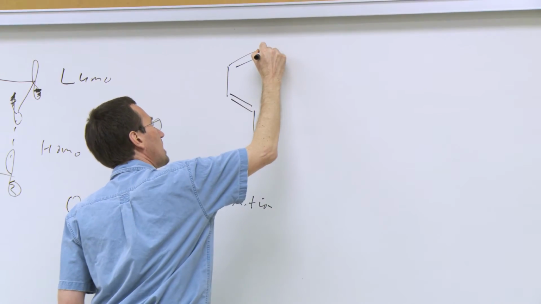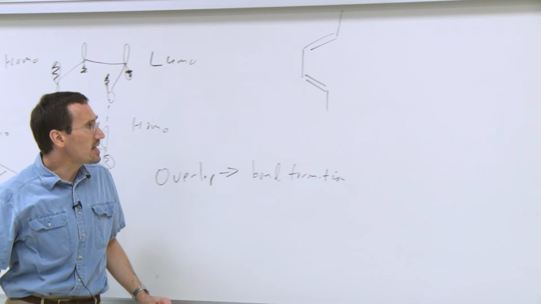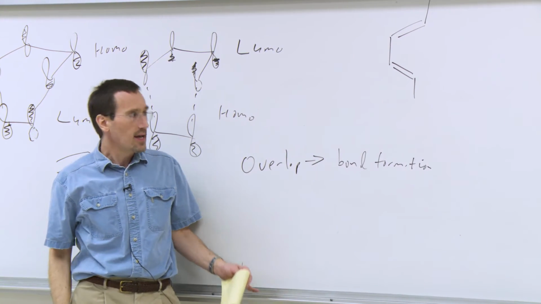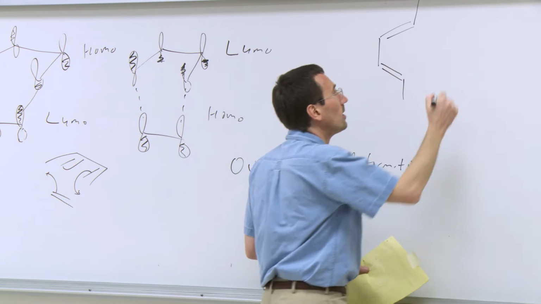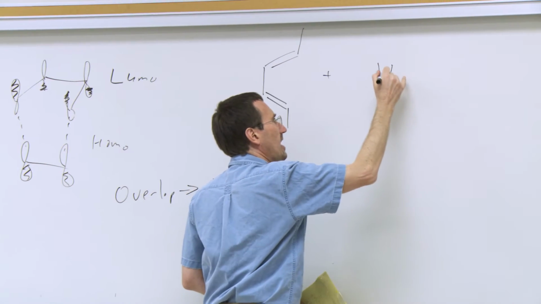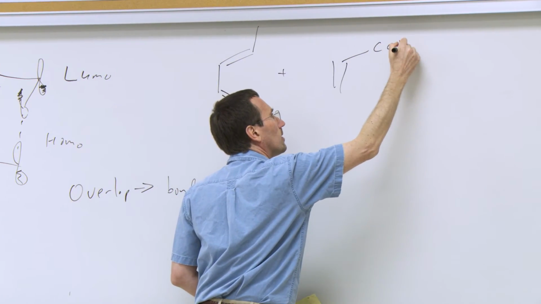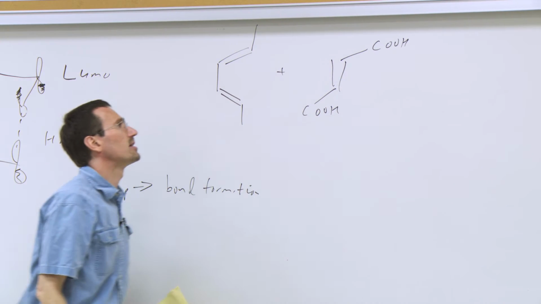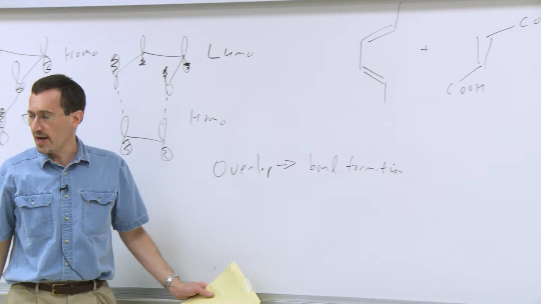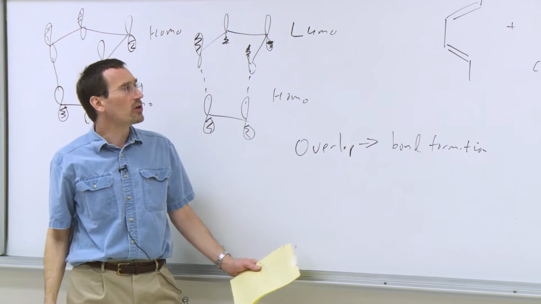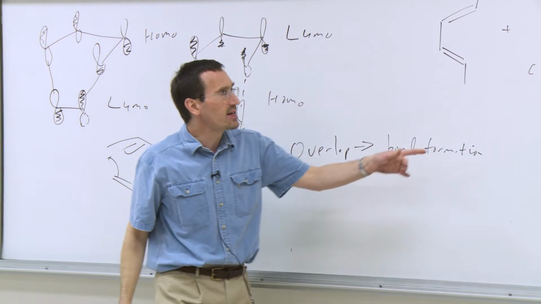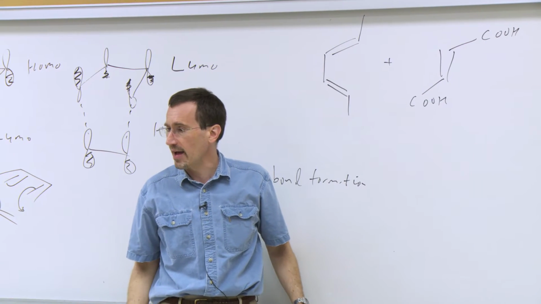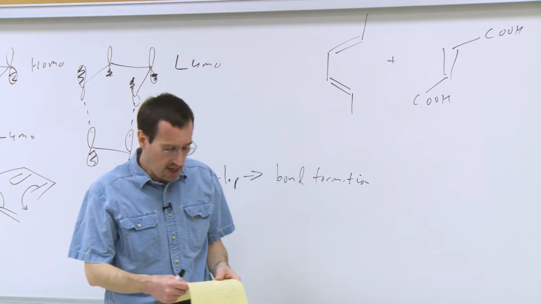Let us take E,E-2,4-hexadiene, and let us take fumaric acid. That's the common name of this dicarboxylic acid. So this is a Diels-Alder reaction that really could occur, in the sense that you've got now an electron withdrawing group, 2 electron withdrawing groups, in fact, on the dienophile.